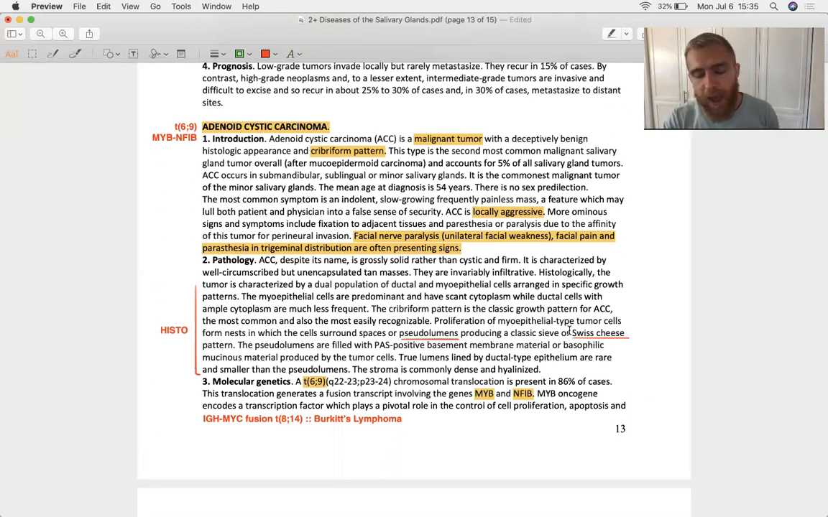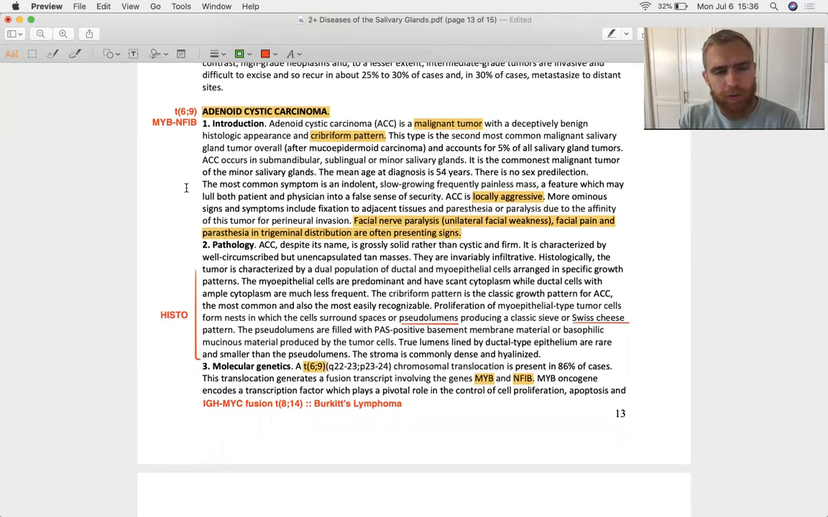So you might see a handicapping of a given facial nerve, a given region of the face corresponding to such a nerve. It can be pain, paresthesias, that's going to be tingling, electrical sensations. Might also be in the trigeminal distribution. So those are cranial nerves 5 and 7. Adenoid cystic carcinoma is associated with a 6-9 translocation involving the MYB oncogene.